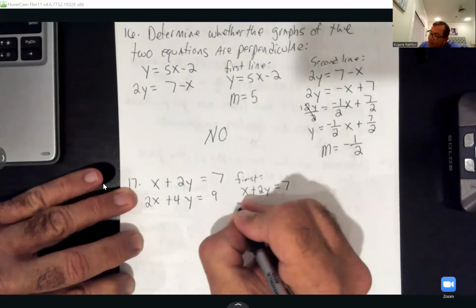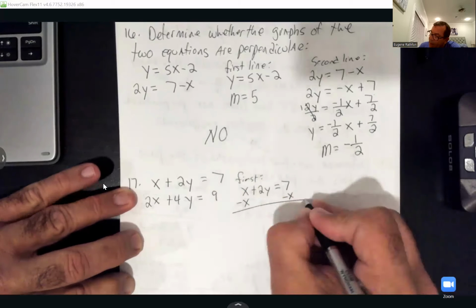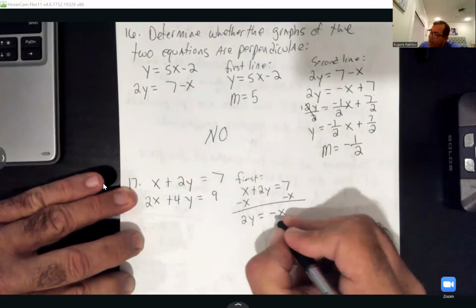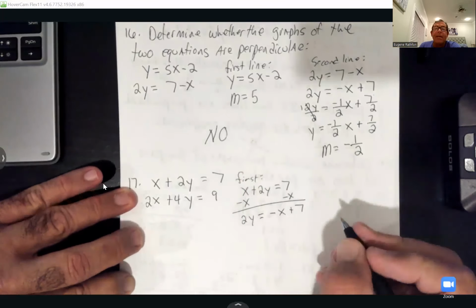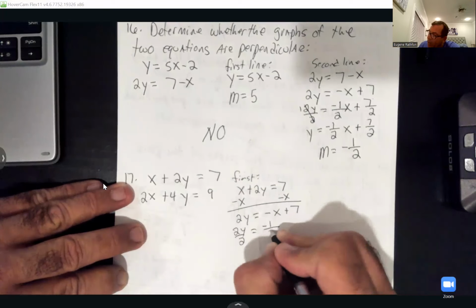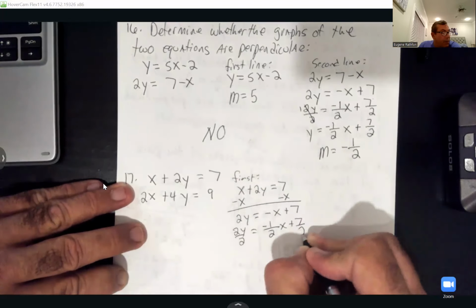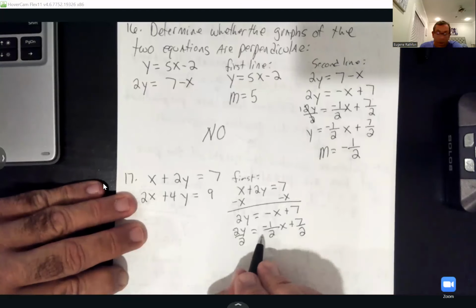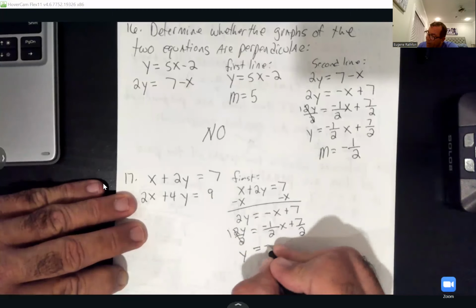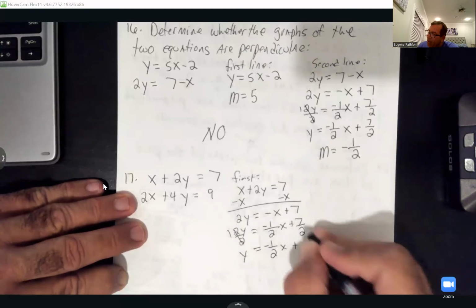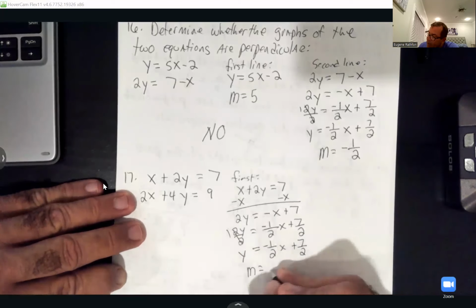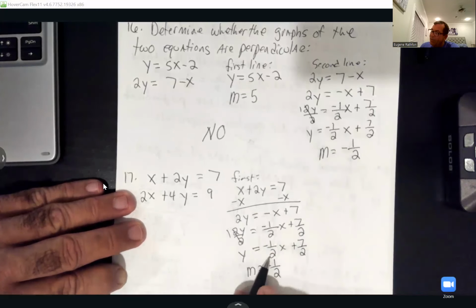I'm going to get the 2y by itself by subtracting x. So those cancel. I get 2y. So I'm just going to put the x first. So that gives me my negative x plus 7. And then divide everybody by 2. Remember, that's like a negative 1x. All right, y'all. So breaking that down, 2 divided by 2 gives me 1y. Can't do nothing with that. That's going to stay negative 1/2 x. Can't do nothing with that. That's going to stay 7/2. But what I needed was my m, which is a negative 1/2.